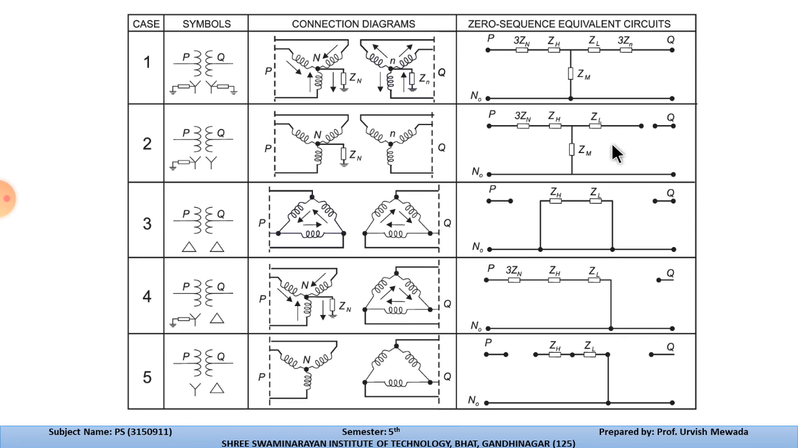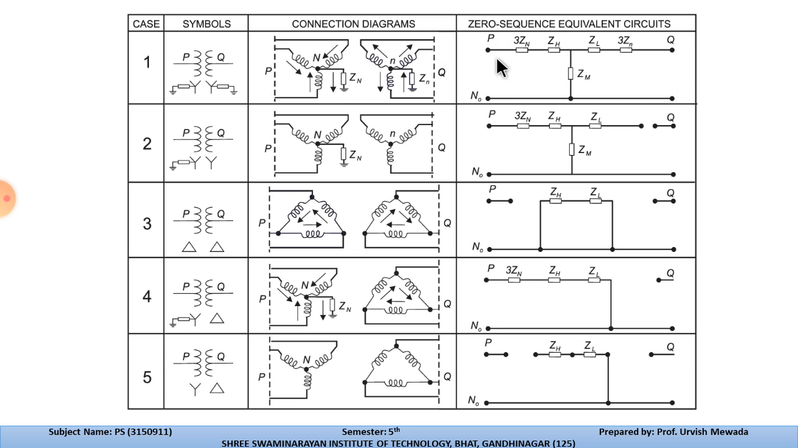Now these are certain connections that we can make in our power system for the transmission of power from one end to the other. In this you can see that P is the primary and Q is the secondary side, and in this symbol we have a star which is grounded over here. This is also a star which is grounded. So this is the connection diagram of the given system, and this is the zero sequence equivalent circuit of it.